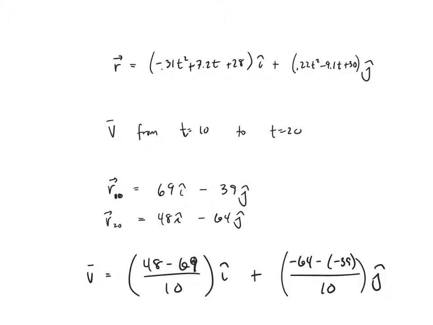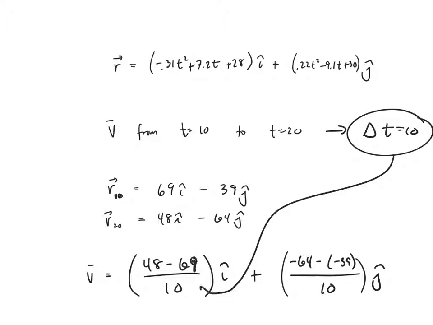Remember, 10 is not the starting time. But from 10 to 20, we have to recognize that delta t equals 10. That's the value that's going in there and down there. It's the time period that's being used.